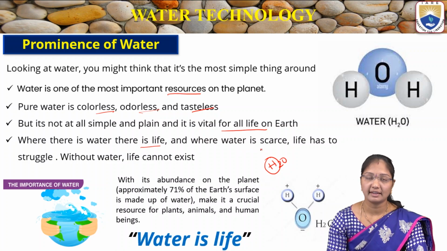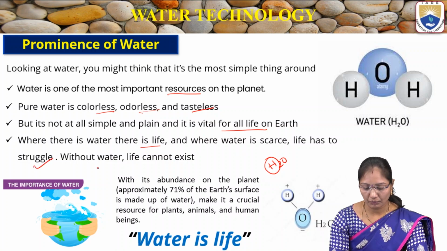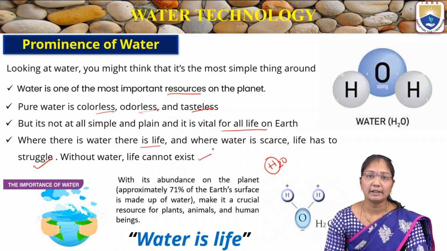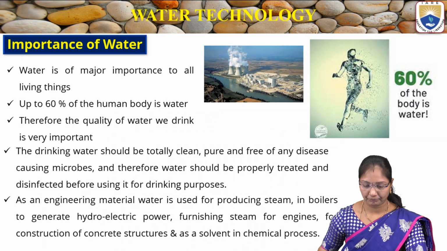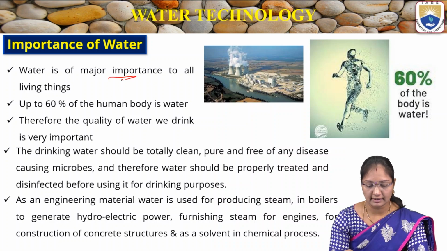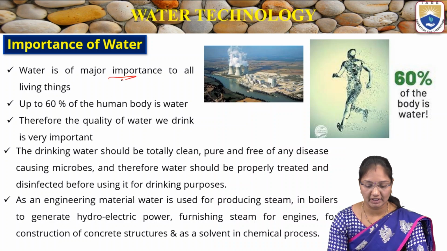Where water is scarce, it definitely causes trouble. Life has to struggle. Without water, life cannot exist. In total, on the Earth's planet, about 70% of the surface is water. So it is a crucial resource for plants, animals and human beings. The simple thing we can say is water is life. So, the importance of water: it is of major importance to all living things.